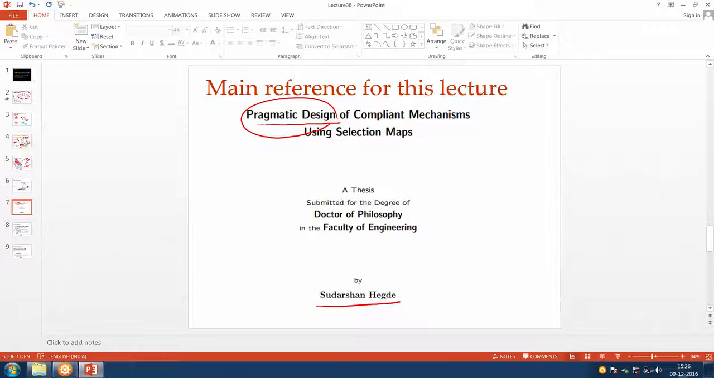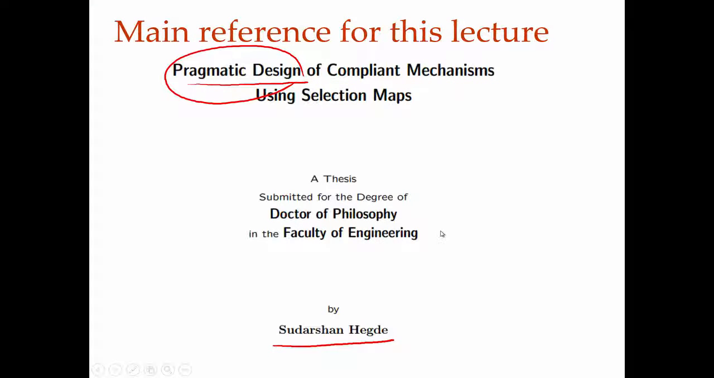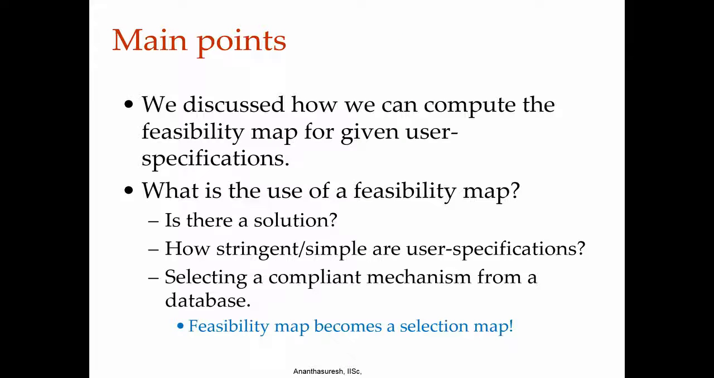So, anyway, now I would like to switch back to our thing here to say that with all of these, what we have discussed now is how to compute the feasibility map. Chapter 4 in that PhD thesis tells you how to compute, but what you really need is that as a user, if you enter the specifications, we will get the feasibility map. Then what do we find from that? We first find if there is a solution or not.